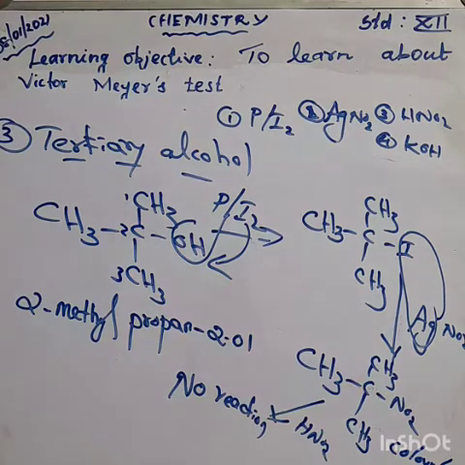This is about the Victor Meyer test: primary alcohol, secondary alcohol and also tertiary alcohol. Can you write it? It's very important. Try to learn the question thoroughly, okay?